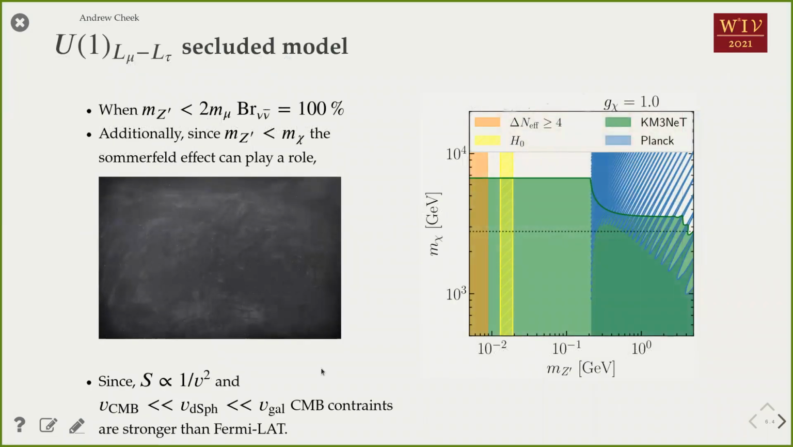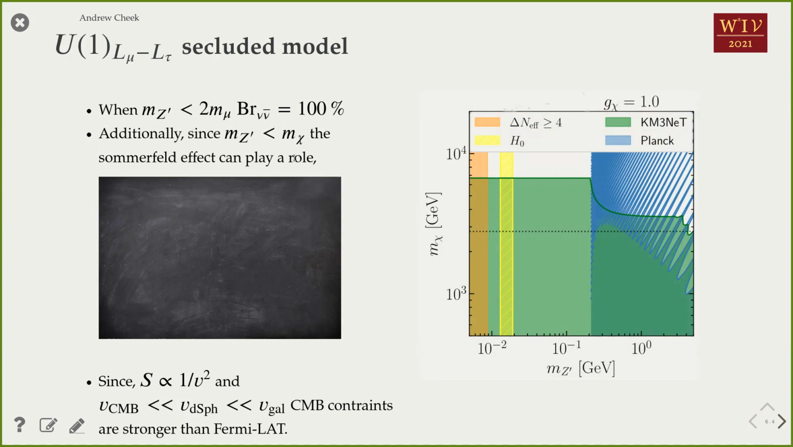There are other interesting aspects of particle physics phenomenology that come when you consider this secluded model. And most importantly, I think, for the KM3NeT probe, is that in the case where the mediator mass is now smaller than twice the mass of the muon, your branching ratio to neutrinos is 100%. So this is exactly what you kind of want for KM3NeT.